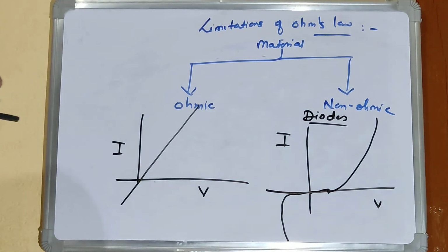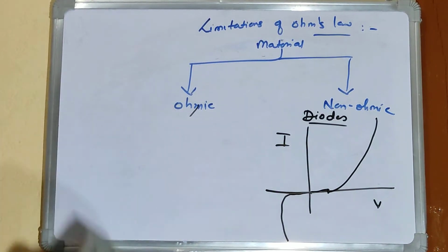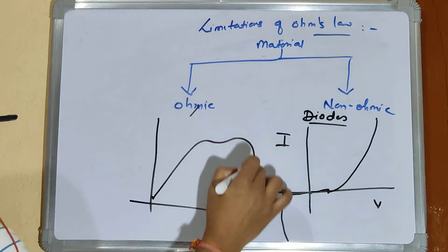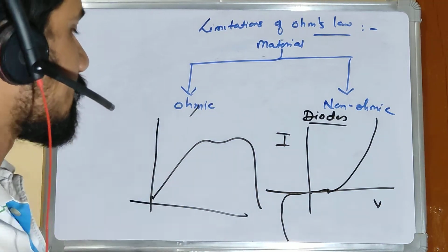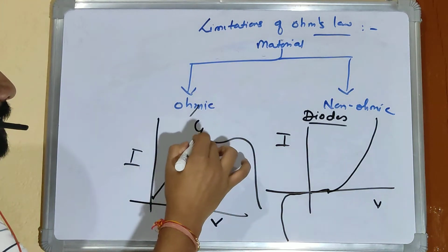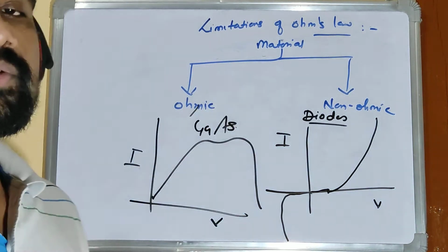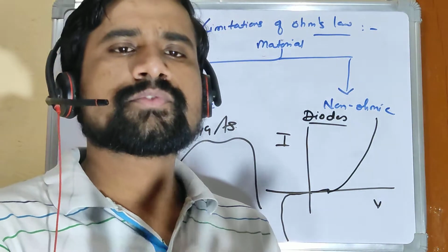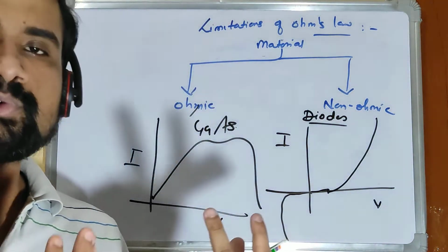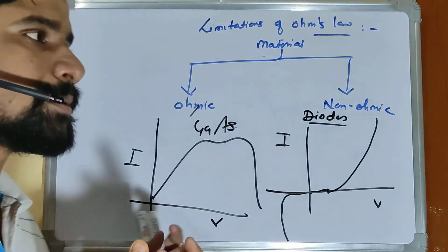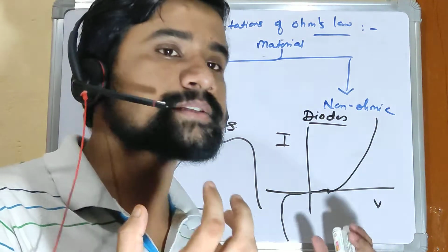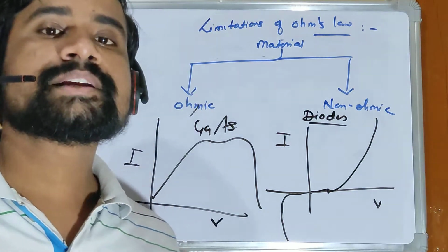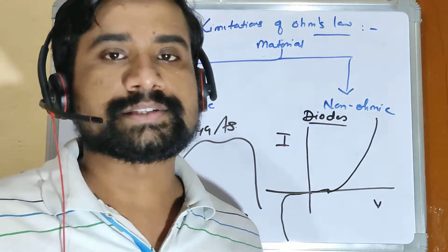Even the IV relation for other materials like gallium arsenide looks something like this. And this type of IV nature for GaAs is also not following Ohm's law. So a lot of devices, practically conductors, follow Ohm's law, but then there are semiconductor devices, and even some metals, which cease to follow Ohm's law, sometimes in normal conditions, sometimes in specific conditions.